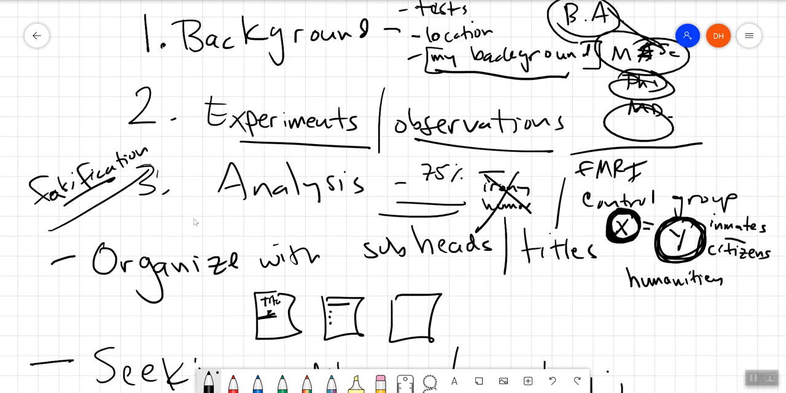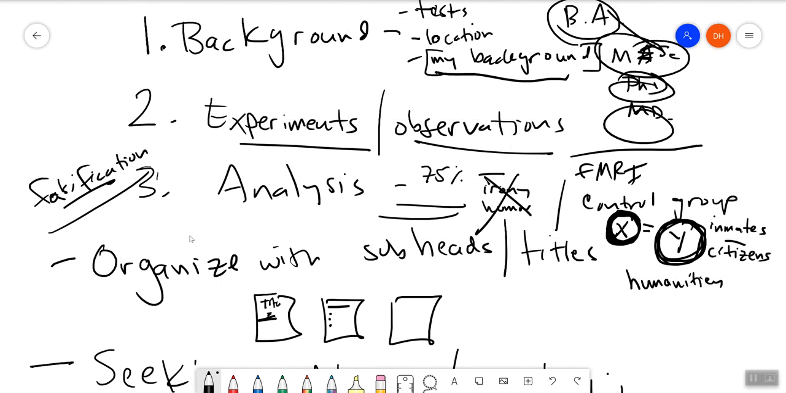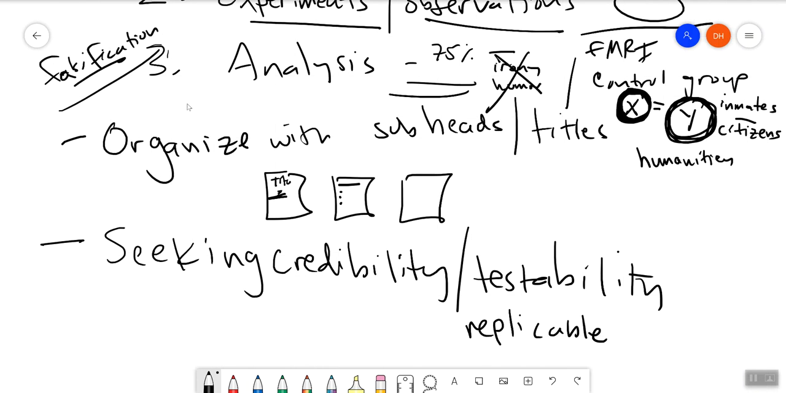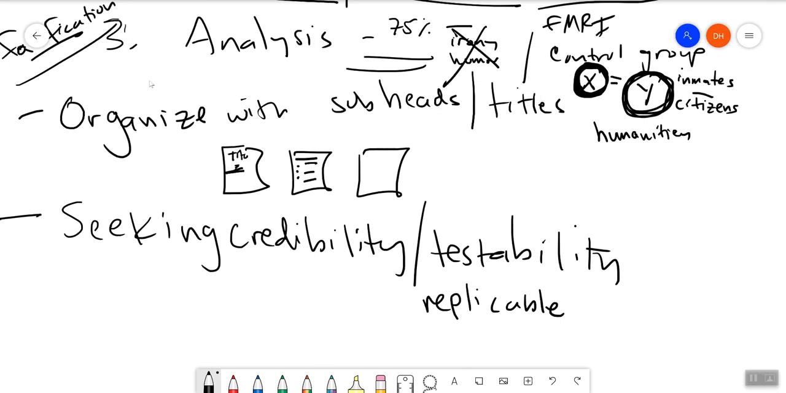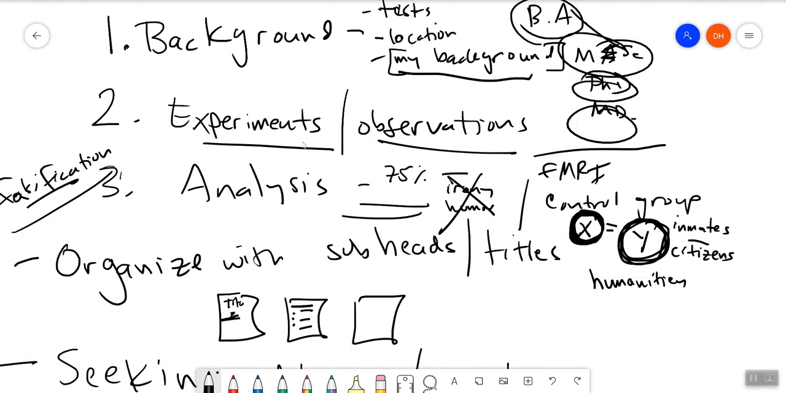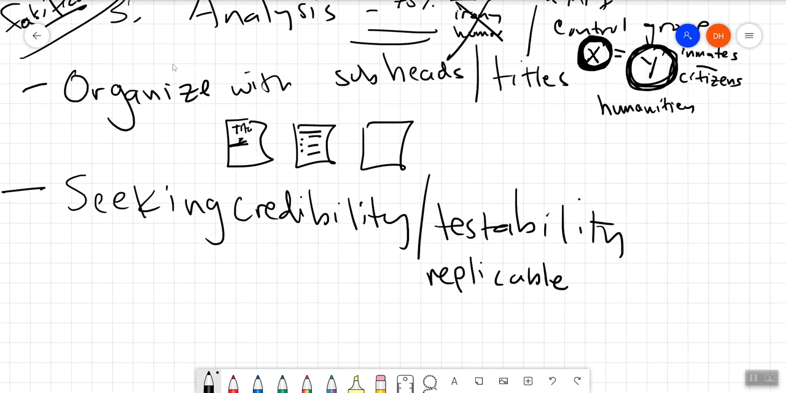Even if you just use those words, background, experiment, analysis, that will help the reader to understand more clearly what each section is doing. Even though it might be kind of obvious, the little subheadings and subsections do help the reader to more quickly organize the information in their heads. Now, this is all about the organization and the list of the background, experiments, and analysis.